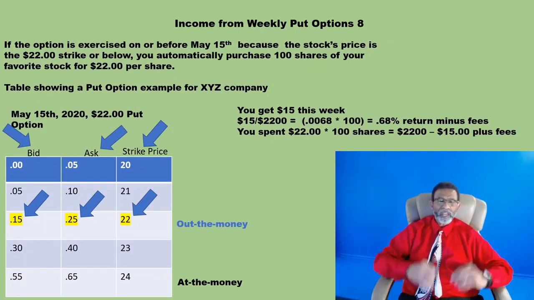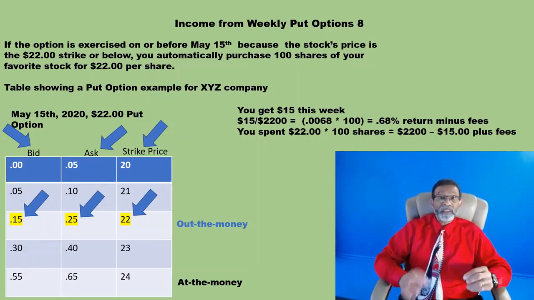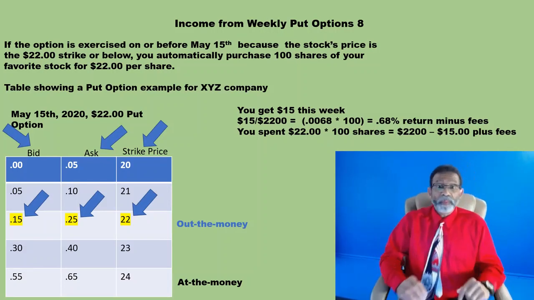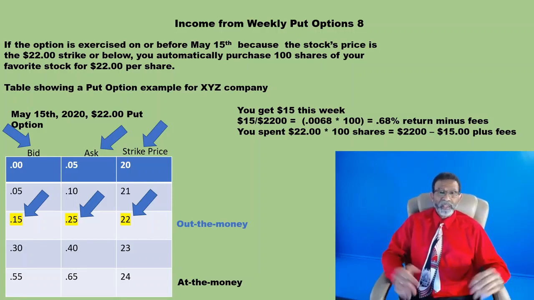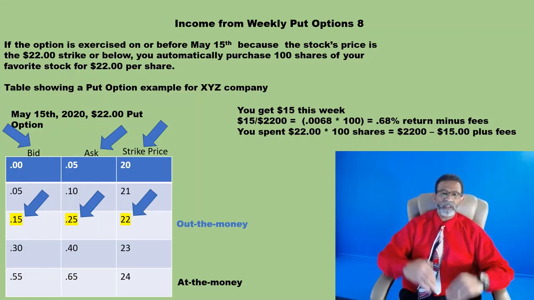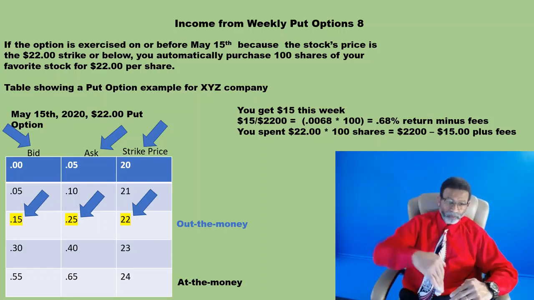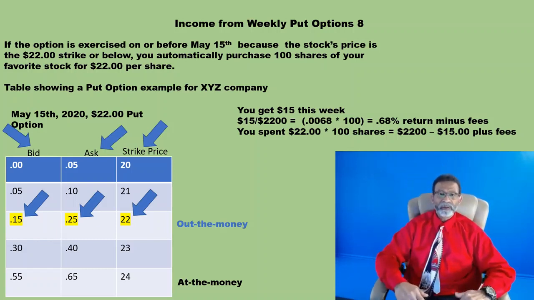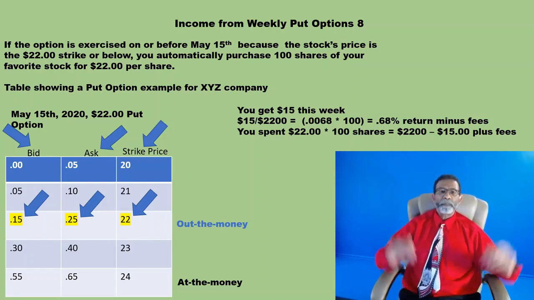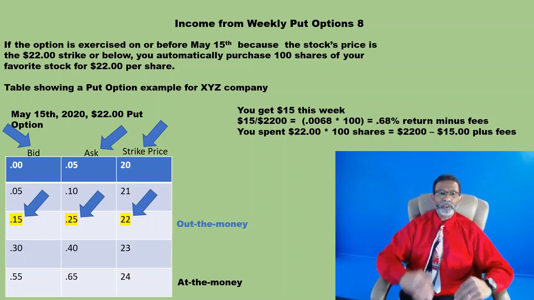Okay, we have an example. This is an example of if the put option that you sold, in this particular case, May the 15th, is exercised, meaning the buyer of the put option decides to sell you the shares of the stock for $22 because the stock either went down to $22 or beyond that within that time period.